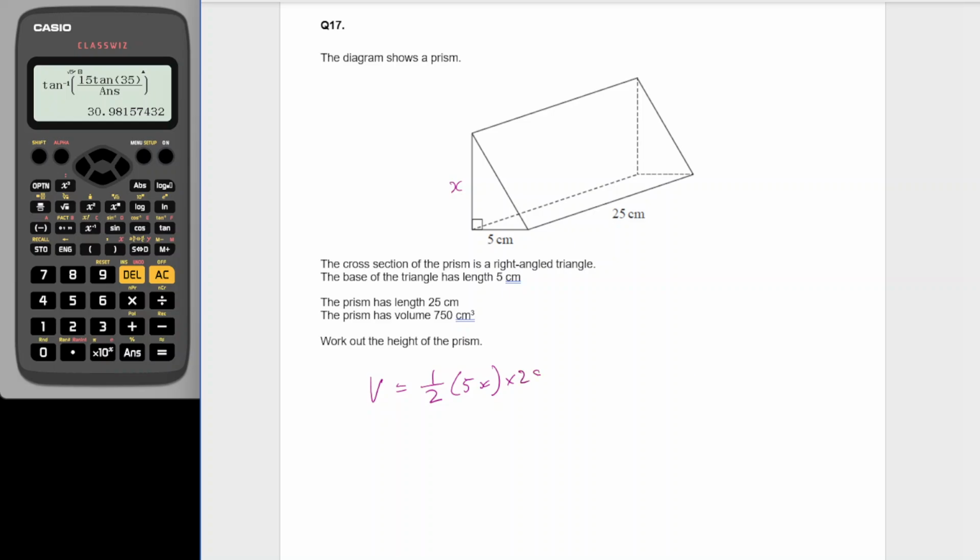was 25. And we know that that's 750. So I'm just trying to work out how I want to tidy this up while I'm writing. So 750 is equal to, well, 5 times 25 is 125 over 2 times by x. So we can actually do 750 divided by 125 over 2. So we get a value of 12 for the height.